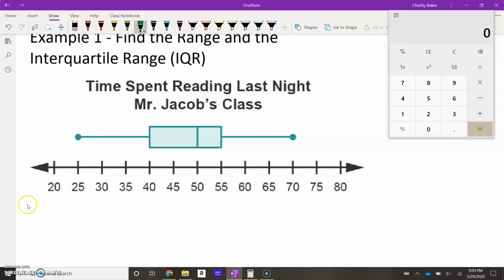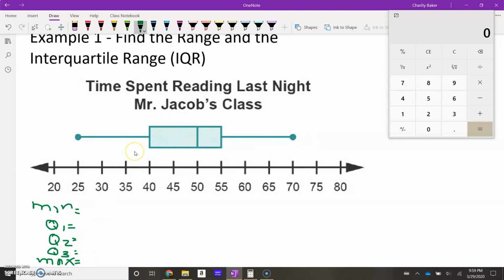So let's talk about the 5-number summary. We need the minimum, Q1, Q2, Q3, and the maximum. Wow, my handwriting is terrible with the mouse. Sorry about that, guys. Okay, but that's the 5-number summary, right? 5 numbers, and we can find them all from the box plot.